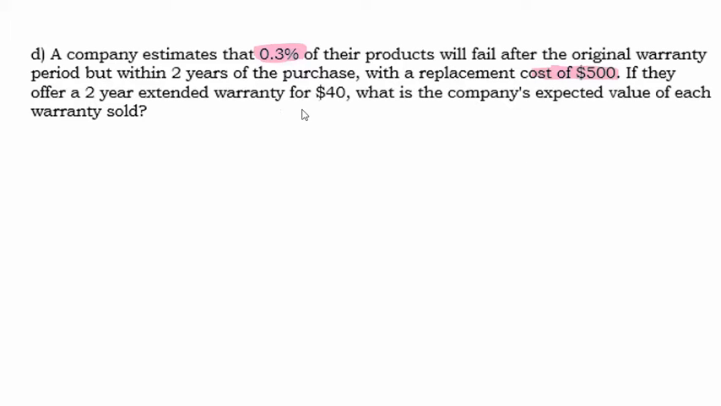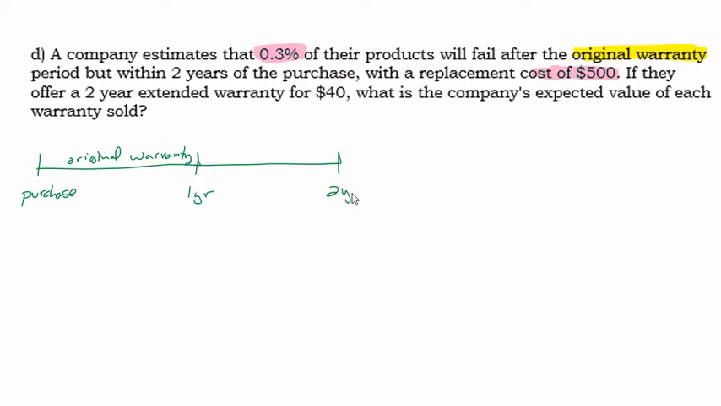If they offer a 2-year extended warranty for $40, so this is a little confusing with the extended warranty. So there's some kind of an original warranty going on here. Maybe it's a year. We don't know. We don't care. All right, so we've got our purchase day. Let's say this is our purchase day. And then for the first year, 1 year, we get the original warranty. We don't have to pay any extra for that. Now, if you want, you can extend that warranty to 2 years. It's not 2 more years. It's extending this warranty out to 2 years. And if you do that, it's going to cost you an extra $40 to do that.